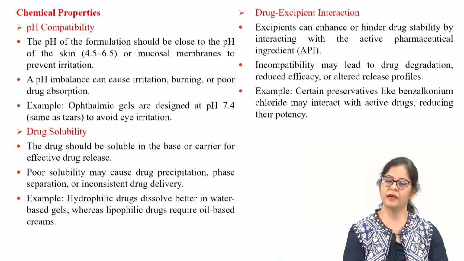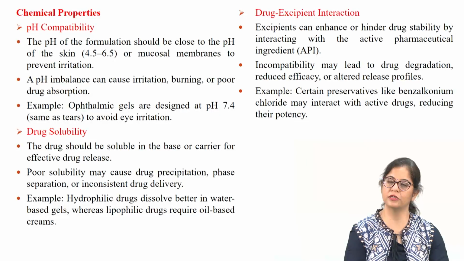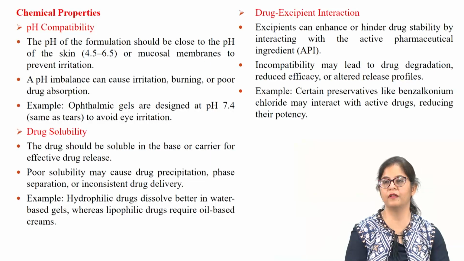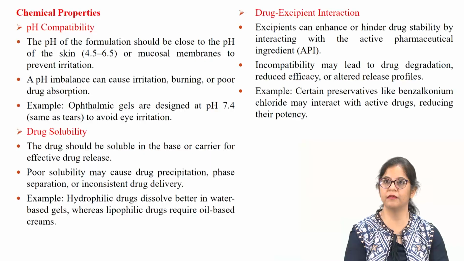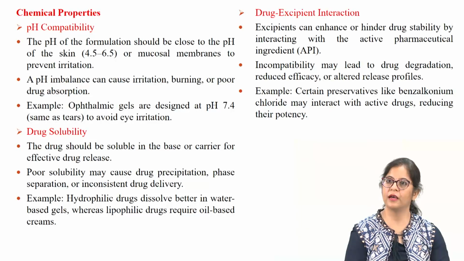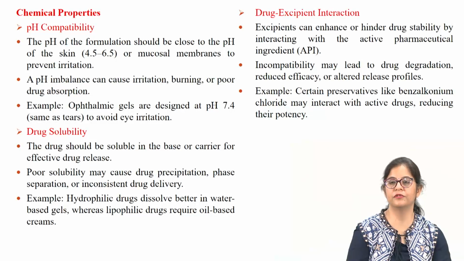Drug excipient interaction is important because excipients can either enhance or hinder the drug stability by interacting with the API. Incompatibility may lead to drug degradation, reduced efficacy, or altered release profiles. For example, preservatives like BKC can interact with active drugs, reducing their potency.